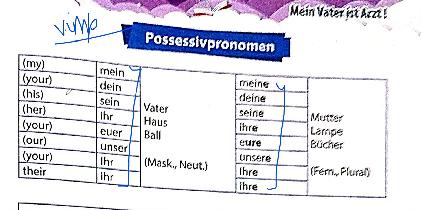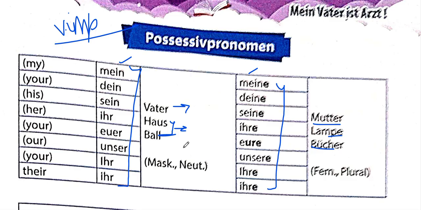If you remember the basic table that we did of ich, du, sie, es, ihr, wir, sie, it's basically in the same format. You can go ahead and make this table. What's the key difference between this table and this table? The only difference is that whenever we're talking about any masculine thing like Vater, father, or a neutral thing like house, then we will use this table. Whenever we are talking about any feminine thing or any plural thing like Mutter or Lampe or Bücher, then we'll simply add an E to all of these same things.